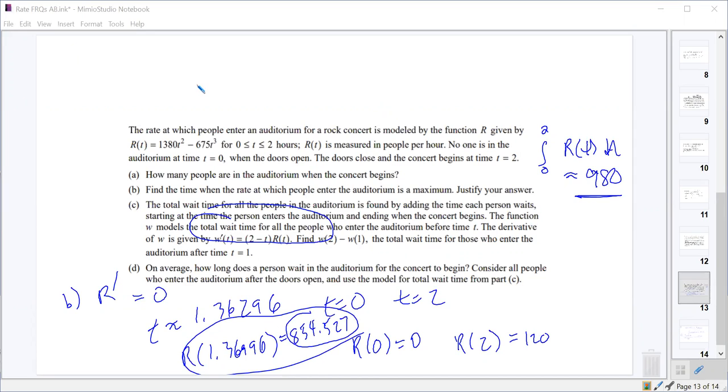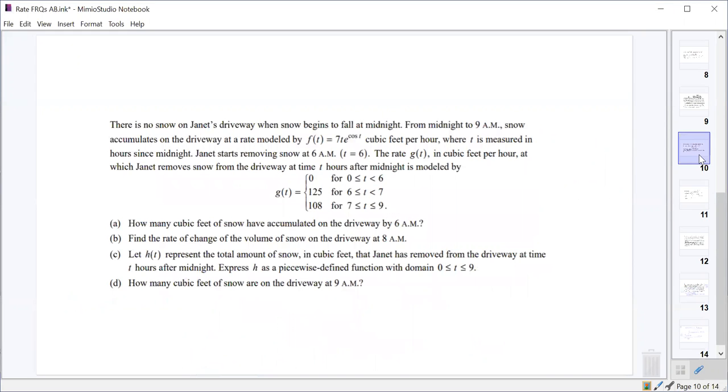All right, so slide number 4, question C. Is that the snow one? Yeah, okay. So the snow question, you said C, right? Yeah, okay. For the snow question, we've got snow accumulating on a driveway at a rate modeled by f of t equals 7t e to the cosine t.